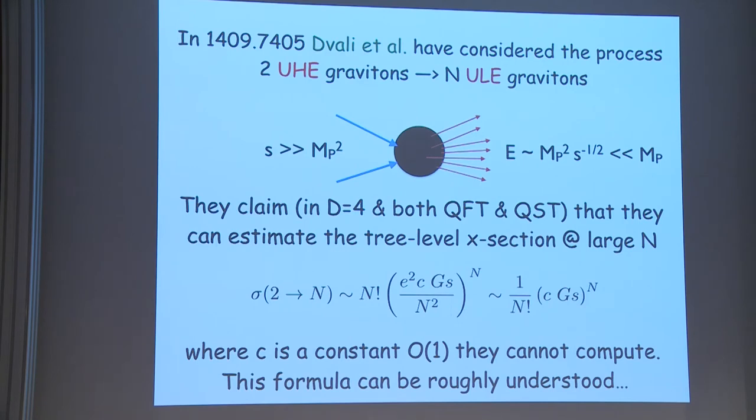energy. They claim that both in quantum field theory and in string theory, they can estimate the tree-level cross-section at large n by some smart techniques for computing scattering amplitudes. How are they called? Scattering equations or string equations? I forgot. Okay. So they came up with this result for very large n, which you can roughly understand.